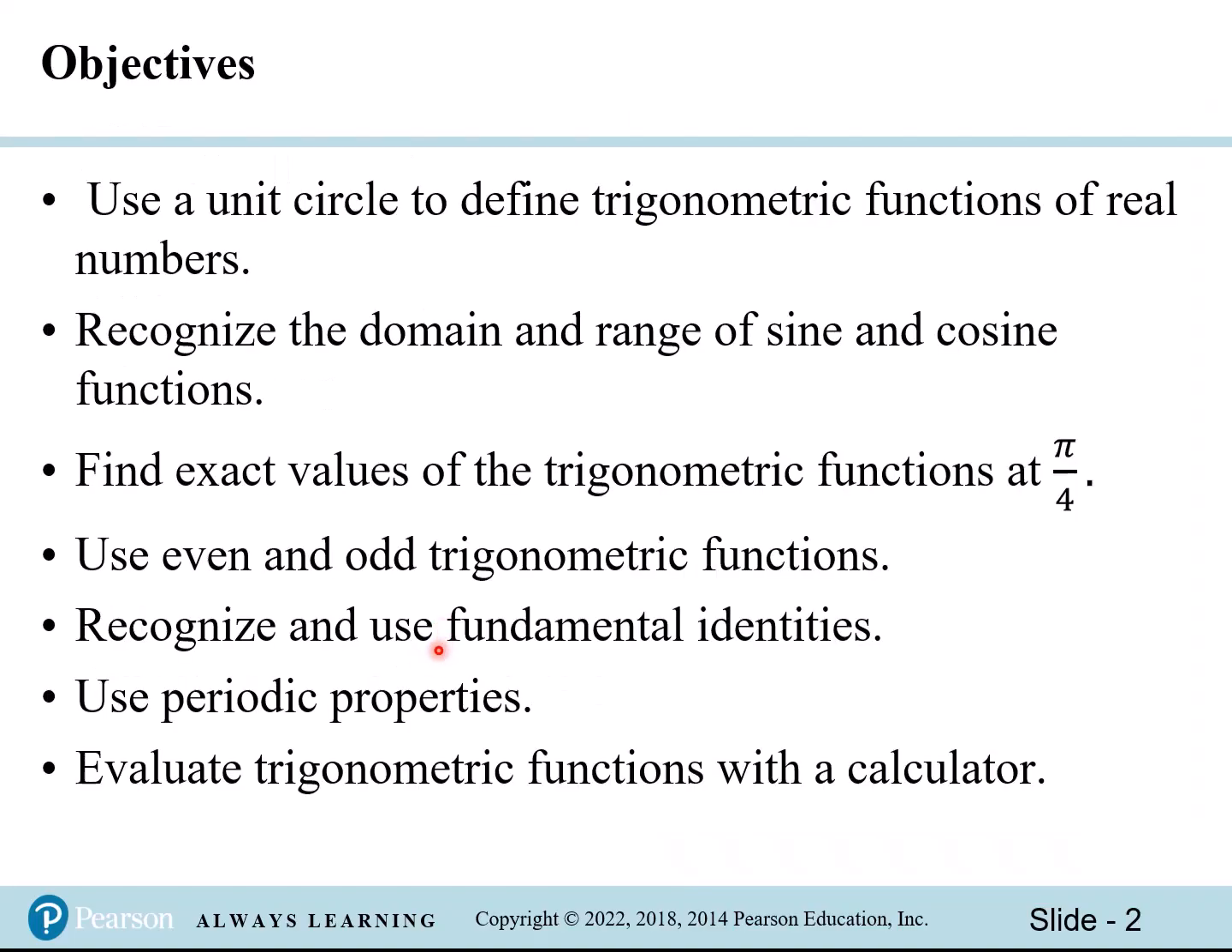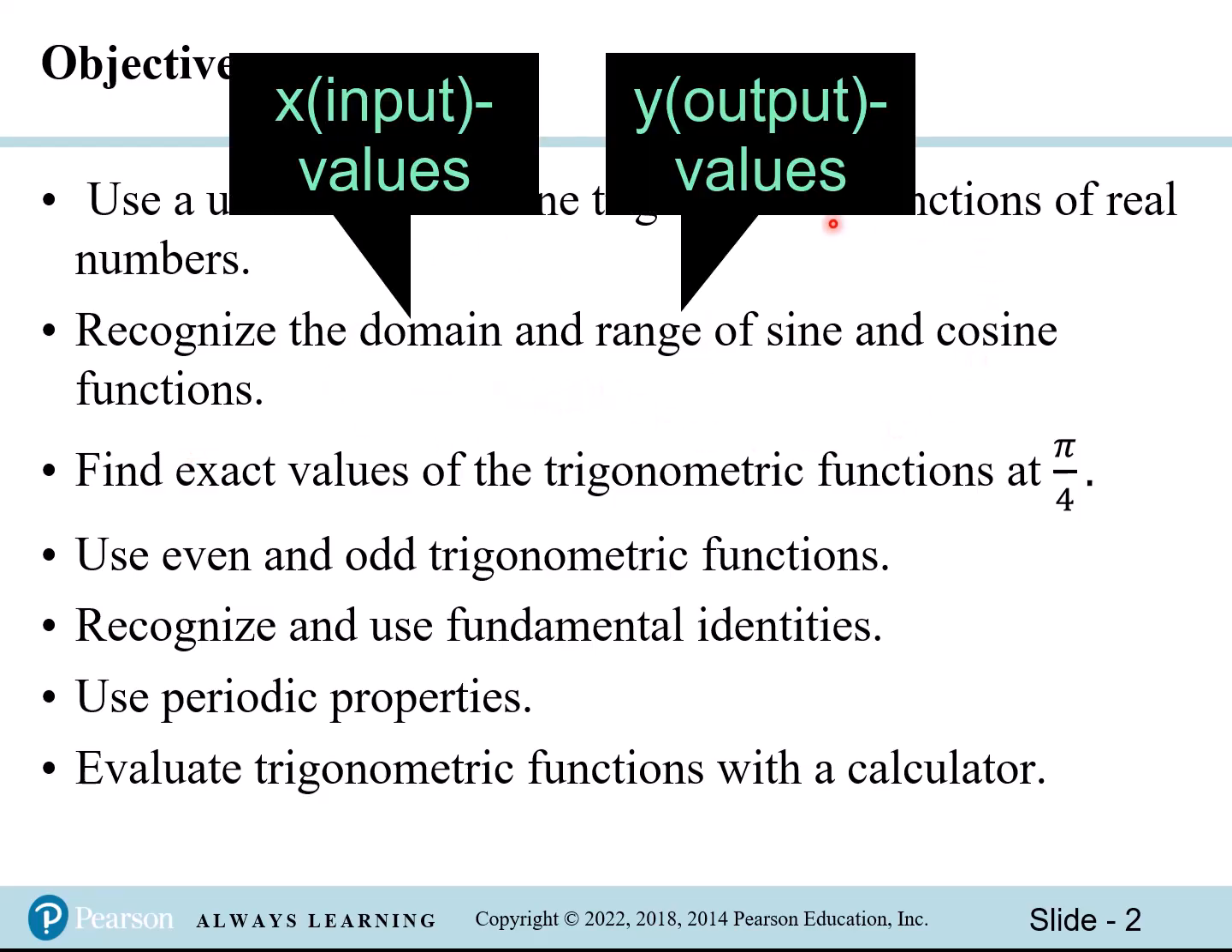Now we are going to cover quite a lot in this lecture, but we are going to begin by using a unit circle to define trigonometric functions of real numbers. That means the angle measures that we will work with will be in terms of radian measures. And then we will talk about how we can recognize the domain and range of the sine and cosine functions. Domain meaning the values that can be input into a sine and cosine function, and then the range represents the values we can expect as outputs from the sine and cosine functions.